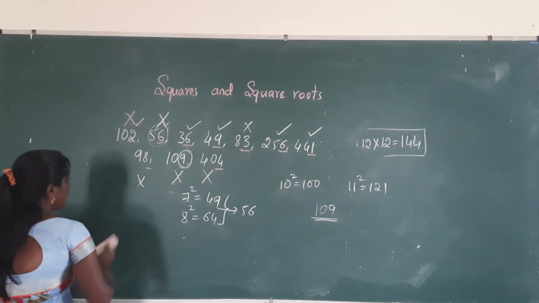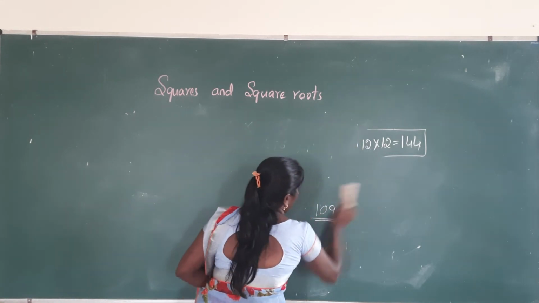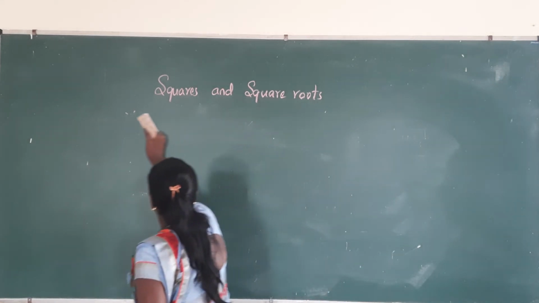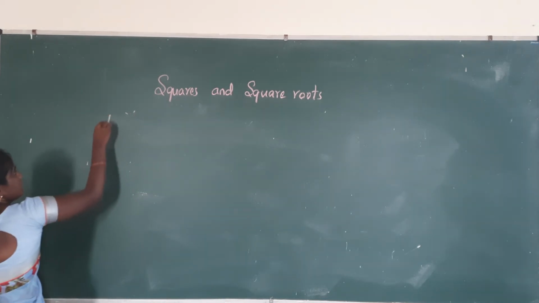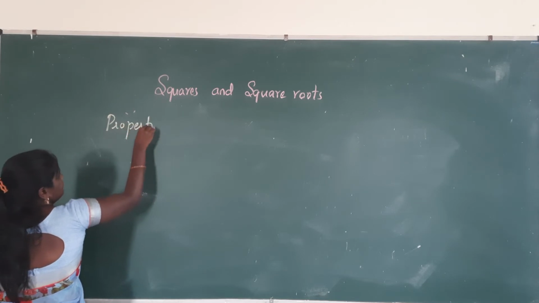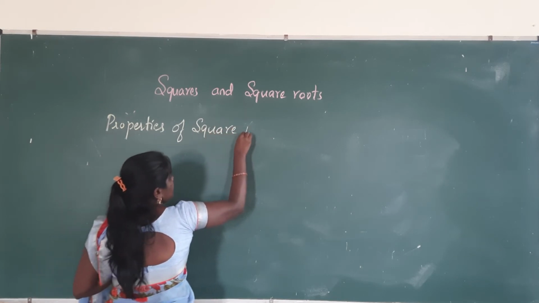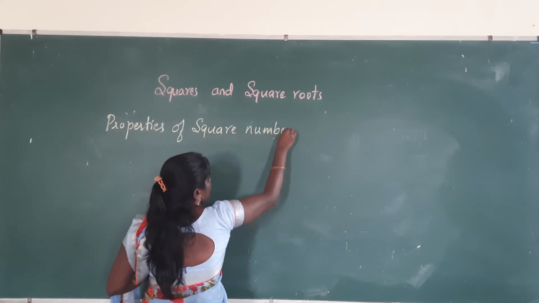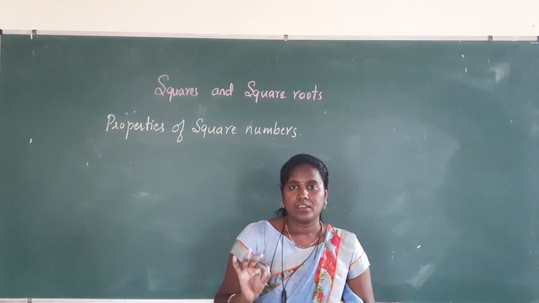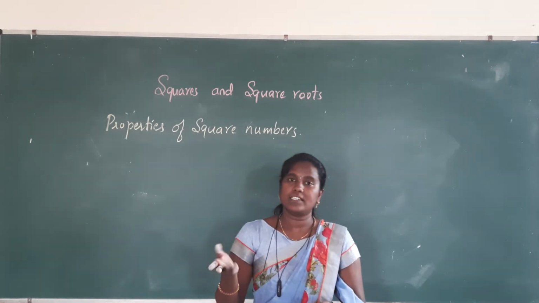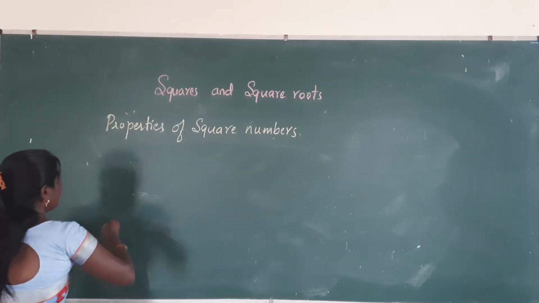Okay. Now, we are discussing the properties of square numbers, right? What are the properties of square numbers? We are seeing the digit. If it ends with 1, yes, it is the square of the number which is ending with 1.